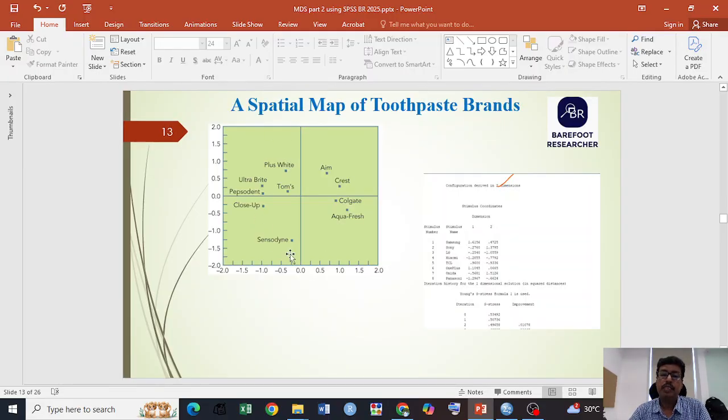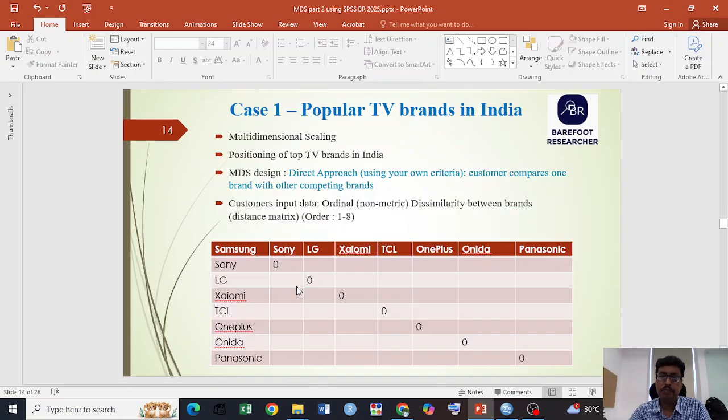Now this is again the same example, the 10 toothpaste brands we put in this, where the dimensions we can name based on our market researcher's decision, right? So this is our example that we would like to show you. And here are the popular TV brands, 8 brands, so we are putting them across row and column. The diagonal elements are 0, right, but the rest is symmetric. So how does it look? I will go to SPSS after this.